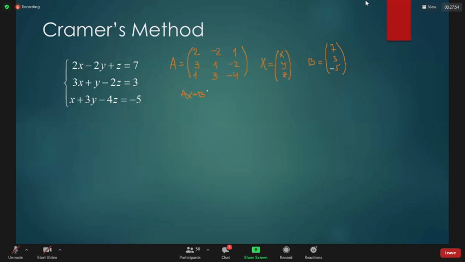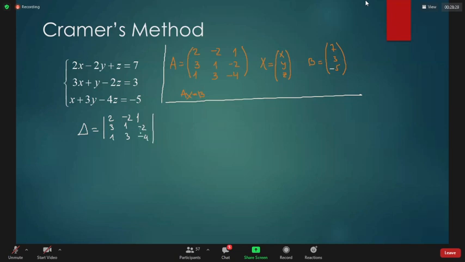All right. When replacing, I would probably by habit look at the system. I don't particularly write this. I'm writing it now simply to show you an example. What is A? What is X? What is B? Now, how do we use this? So the system determinant would be 2, minus 2, 1, 3, 1, minus 2, and 1, 3, minus 4.